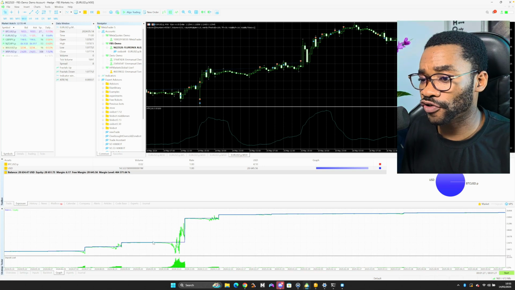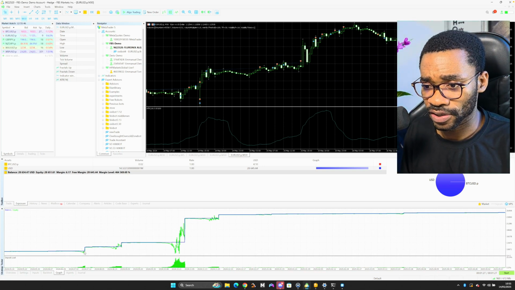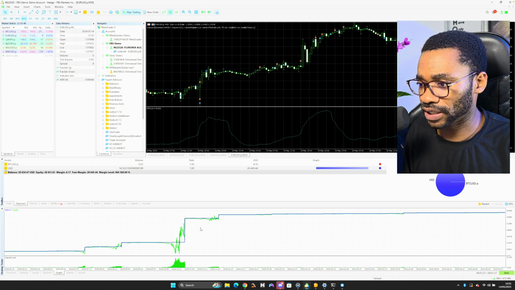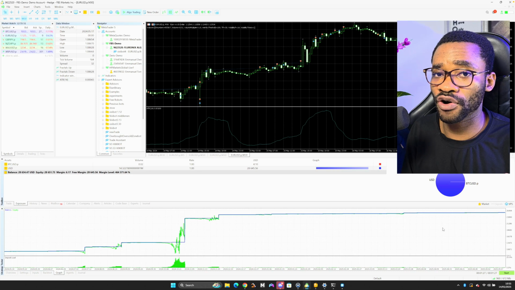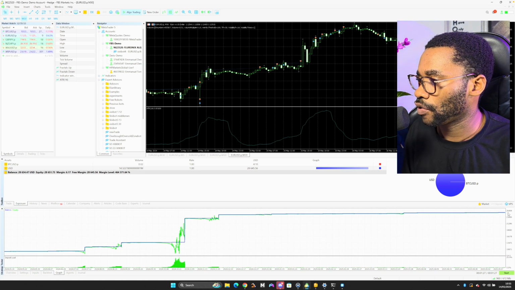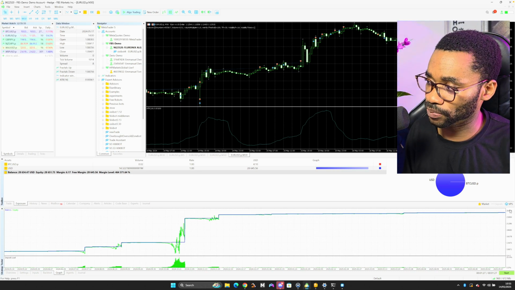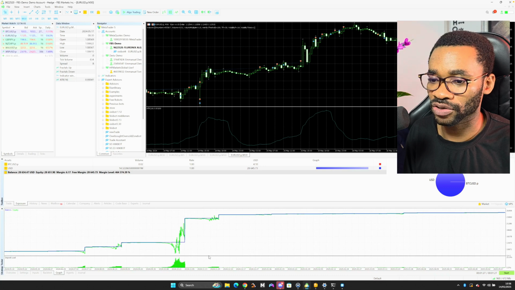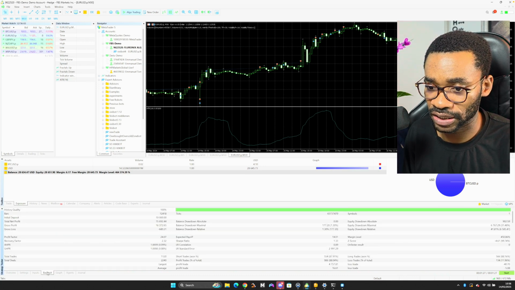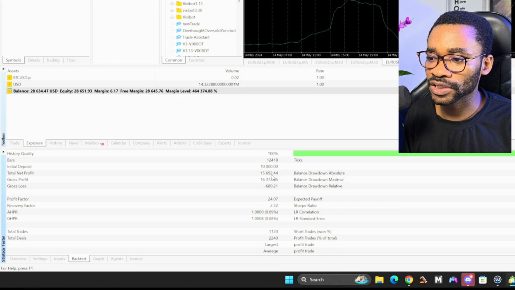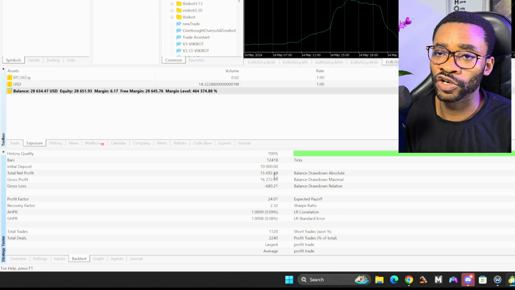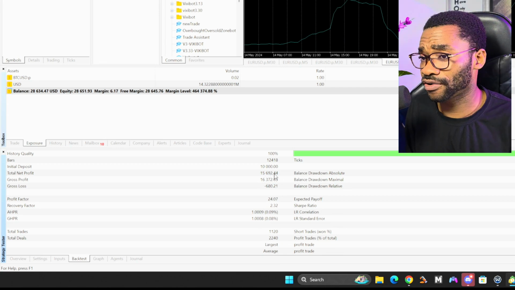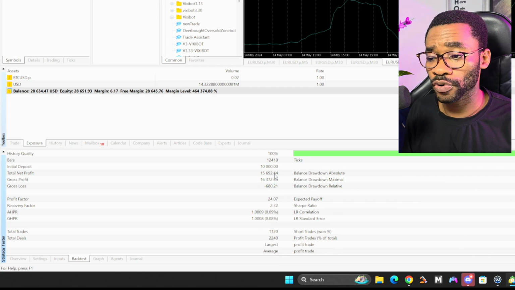You can see it from the chart right here: the balance pumps, and pumps, and pumps again. For the period of 1 year, we actually make approximately 160%. We grow up to 160% from here, because we started with $10,000 and it makes 15,692 net profit for the period of 12 months. This is incredible. This is with 0.01 lot size.